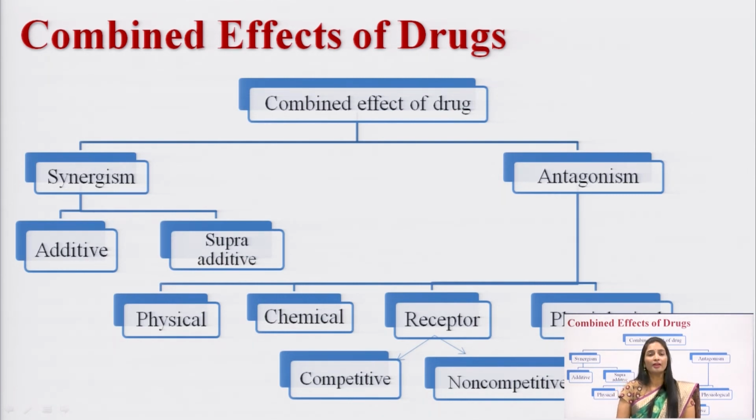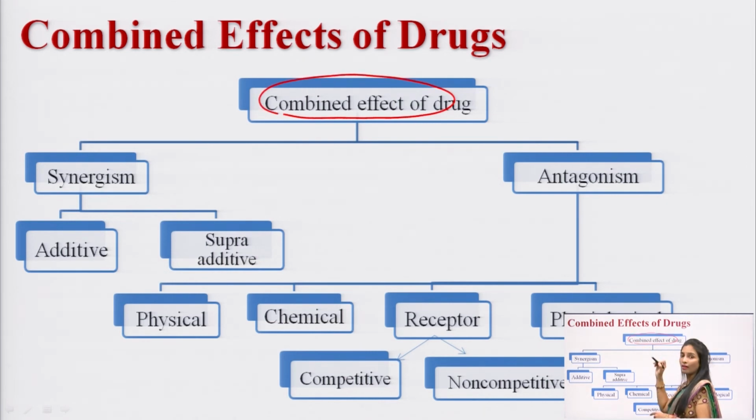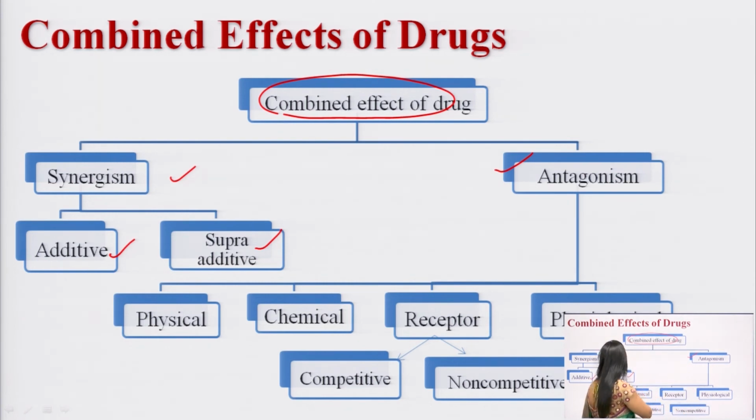Okay. So, this is the classification which we can see here. When you combine one drug with another, you can see synergism or antagonism. Synergism is of two types, additive and supraadditive. And what about antagonism? It is of physical, chemical, receptor and psychological types.